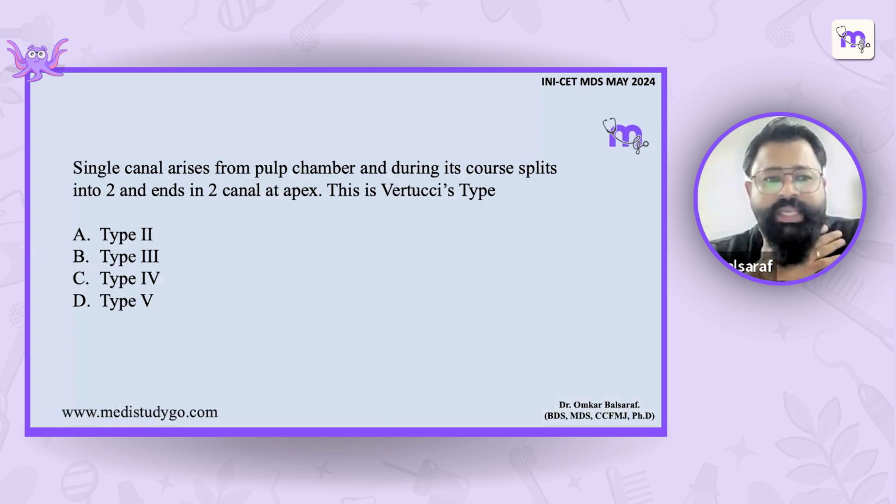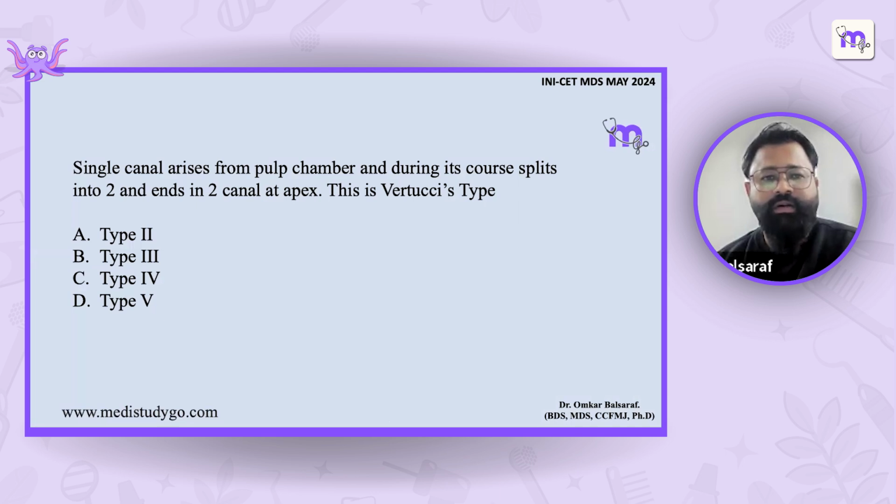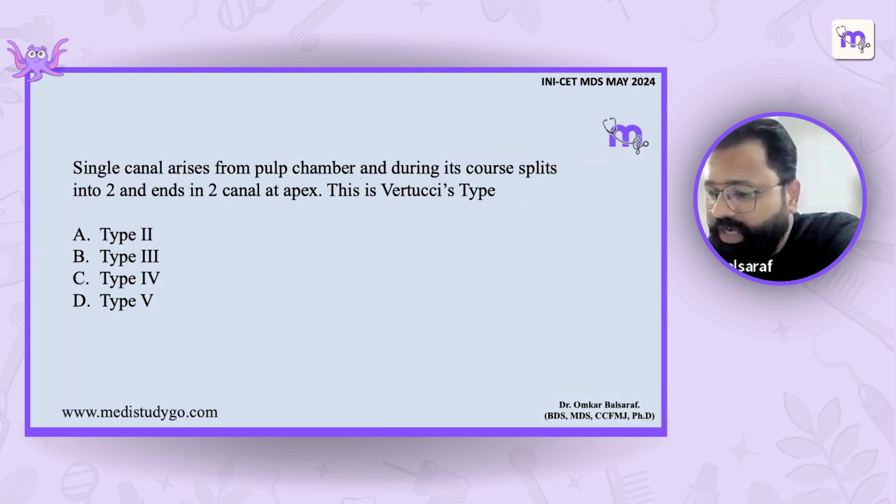Coming to the next question: a single canal arises from a pulp chamber, and during its course it splits into two and ends in two canals at the apex. This is Vertucci's, which type? You will definitely get a question on Vertucci classification, this being a tricky thing. After the answer, I'll give you a hint on how to remember it. I'm getting a couple of responses. I'll wait for everybody to finish.